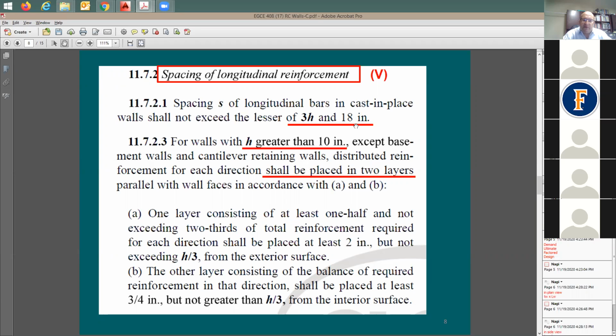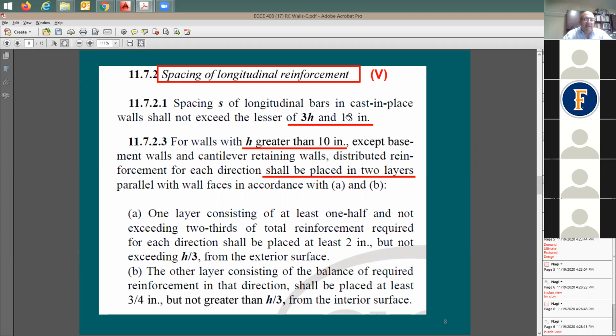So if you see a wall here with a spacing at 20 inch, you say that something is wrong because it's not following the code. It's the maximum of 18. So does it mean that 16 inch is a good answer? I'm going to say yes. 16 inch, 14 inch, 10 inch, right? Maybe 9 inch, 8 inch is going to be okay. But you don't try to go more than 18 inches.